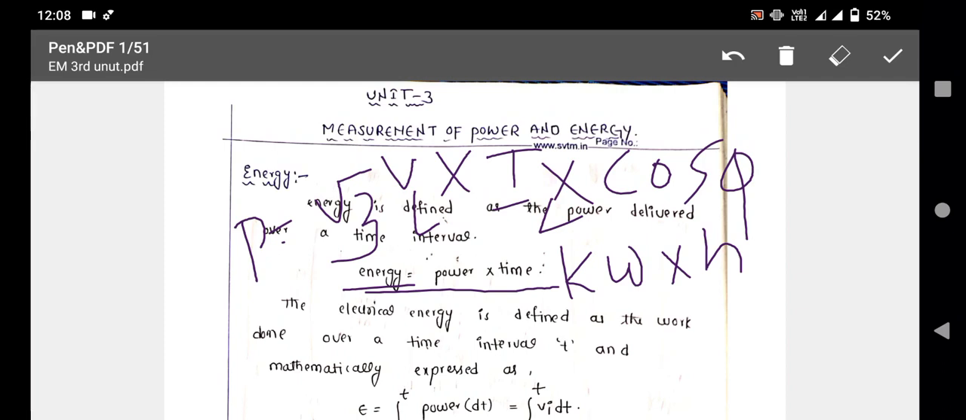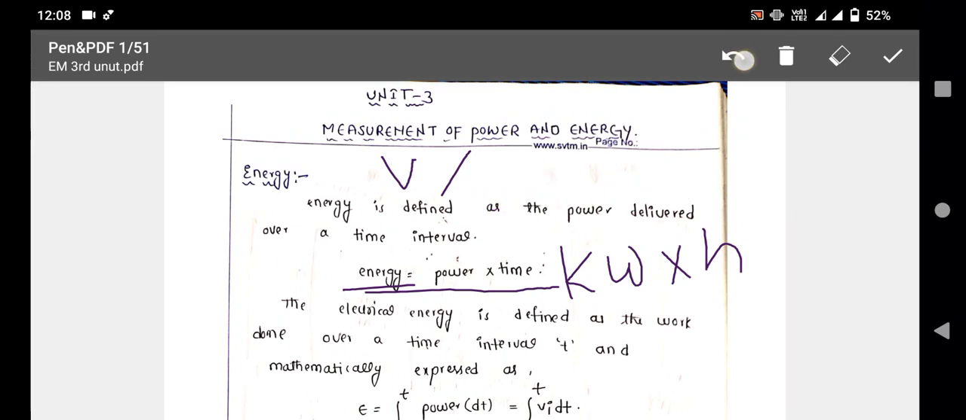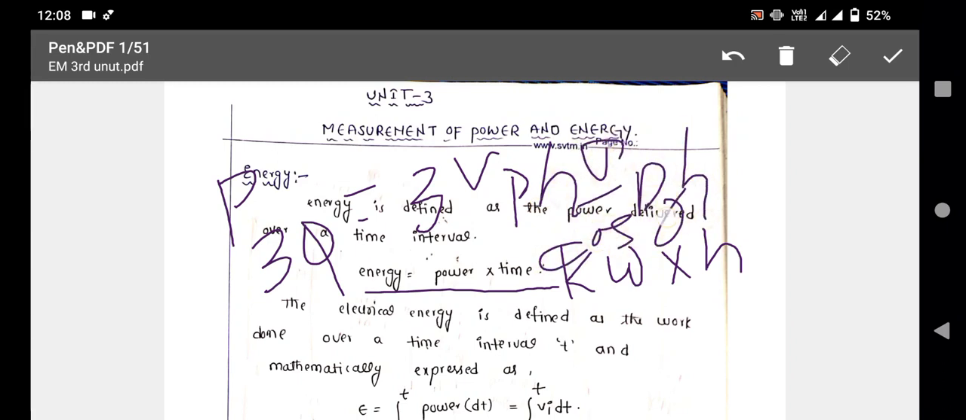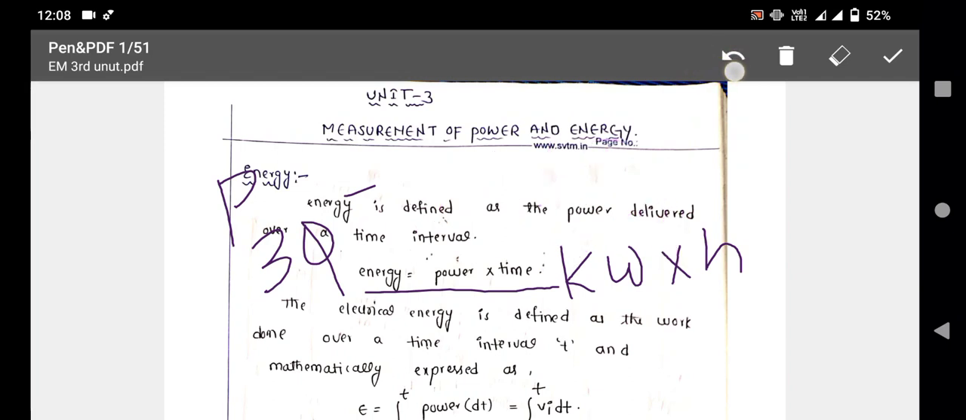Similarly, power can also be expressed in terms of phase voltage and phase current. Power in three phase is 3 V phase, I phase cos phi. Everybody knows that kilowatt is the unit for power, whereas the unit for energy is kWh, kilowatt hour, or watt hour.